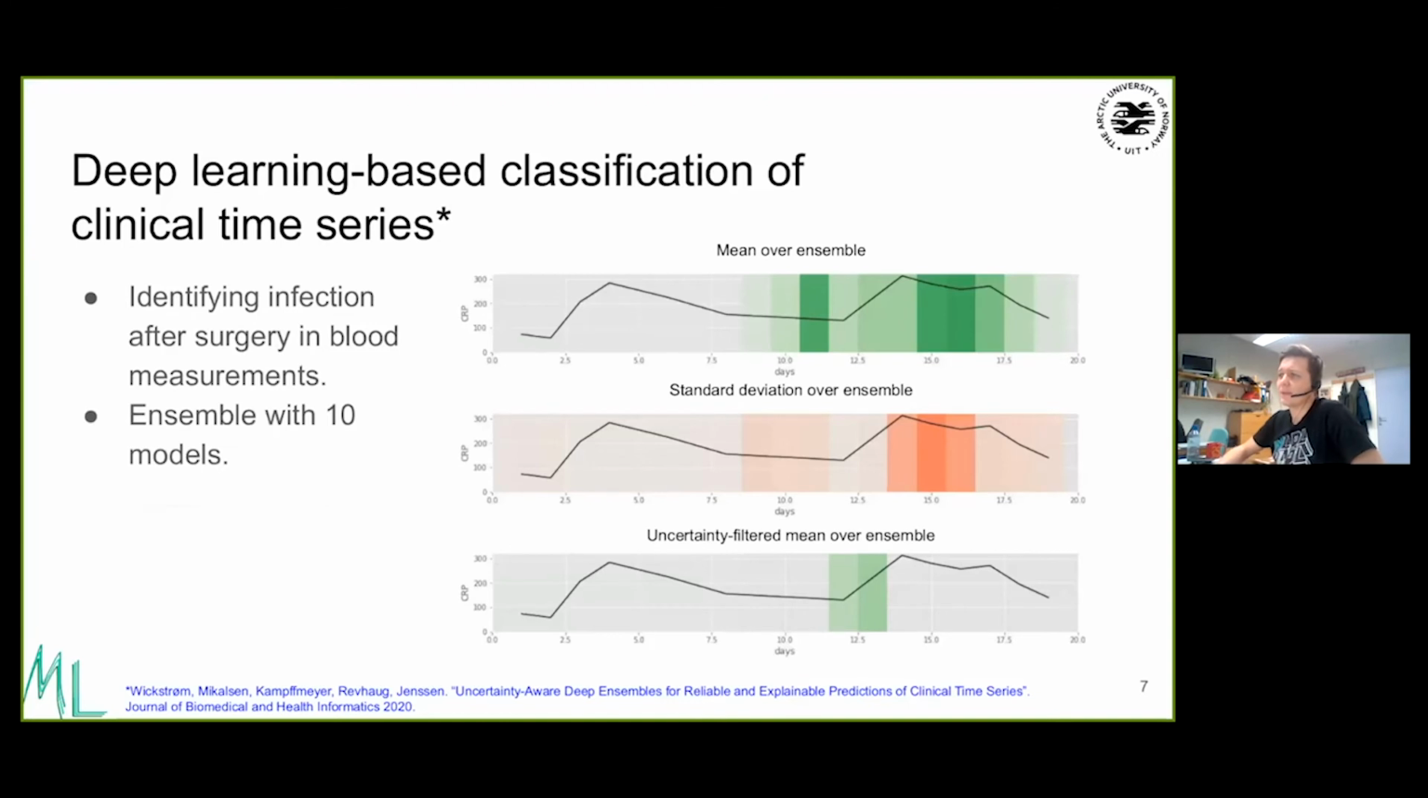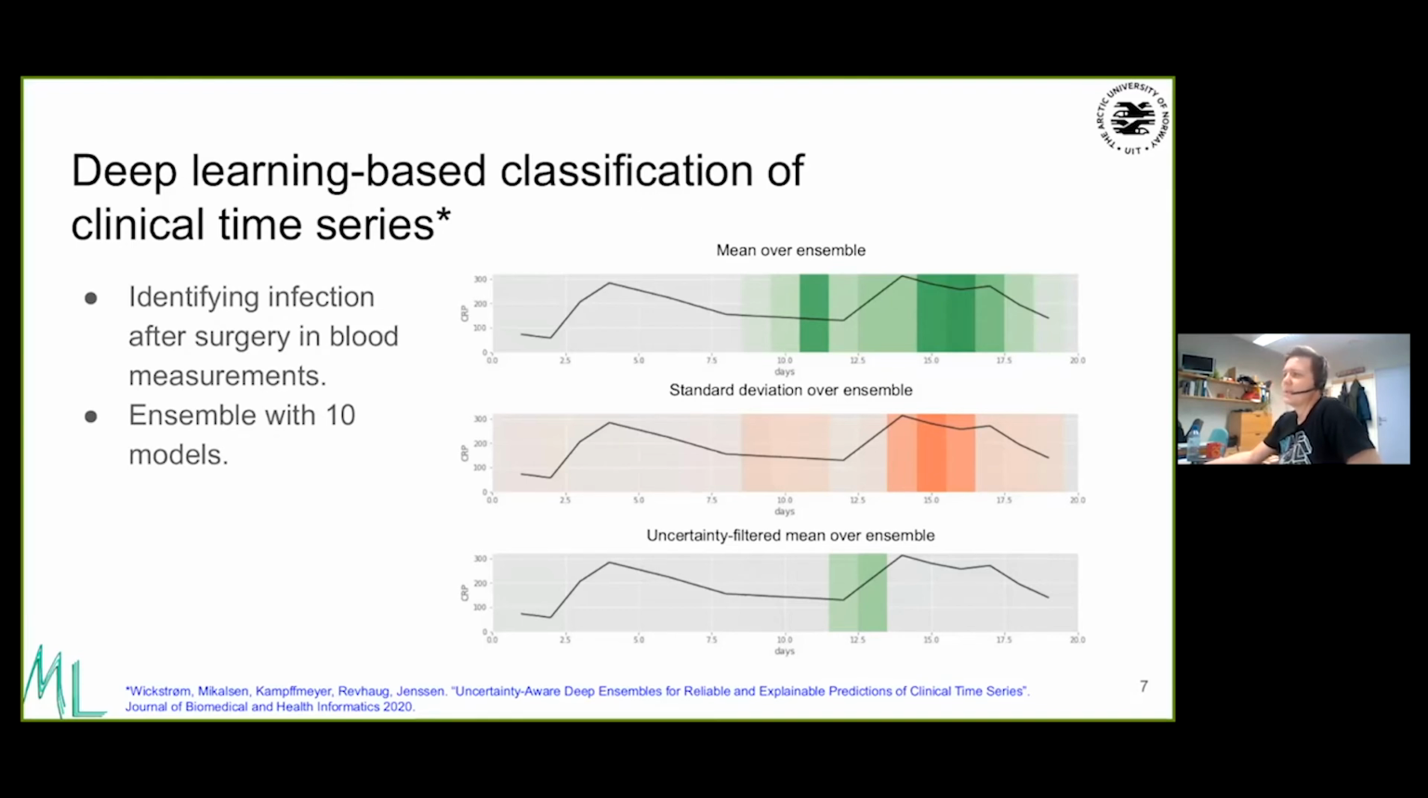First, we have a data set where the task is to identify if a patient might get an infection after surgery. This is data we have obtained from the university hospital here in Tromsø. We've taken blood measurements after surgery, and the blood measurements are of something called C-reactive protein, so CRP. This is known to be correlated with the risk of infection. In this case, we trained an ensemble of 10 models. And this is an example of a patient that did actually get an infection.